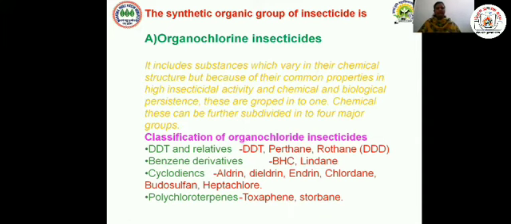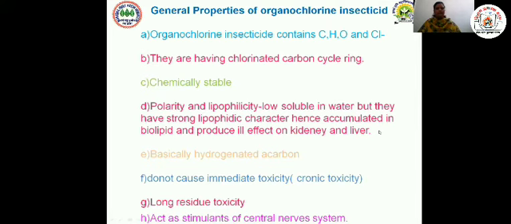Classification: DDT and relatives, then benzene derivatives, then cyclodienes, and polychloroterpenes. Okay, these are the 4 classes of organochlorine insecticides. Examples are DDT, perthane, rothane. Then benzene derivatives: BHC, lindane. Then under cyclodienes: aldrin, dieldrin, endrin, chlordane, endosulfan, heptachlor. And last, toxaphene, strobane. You have to write down all these names. These are difficult, but you have to remember all these names.